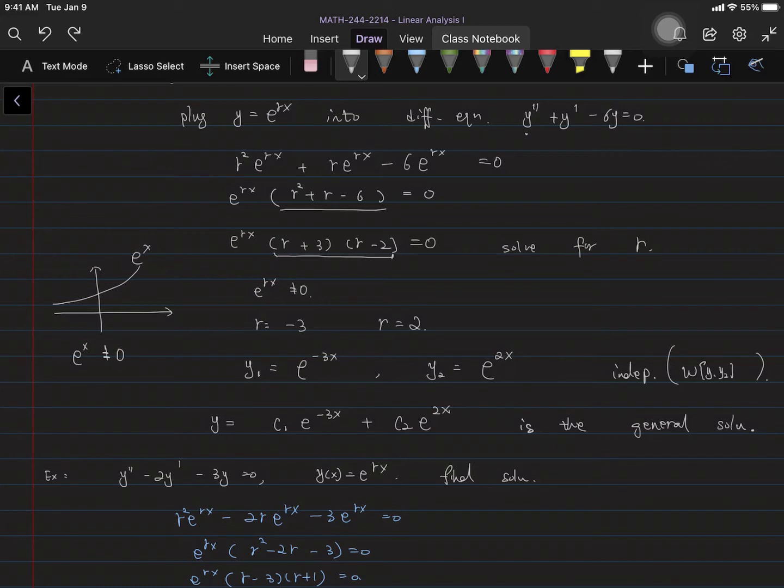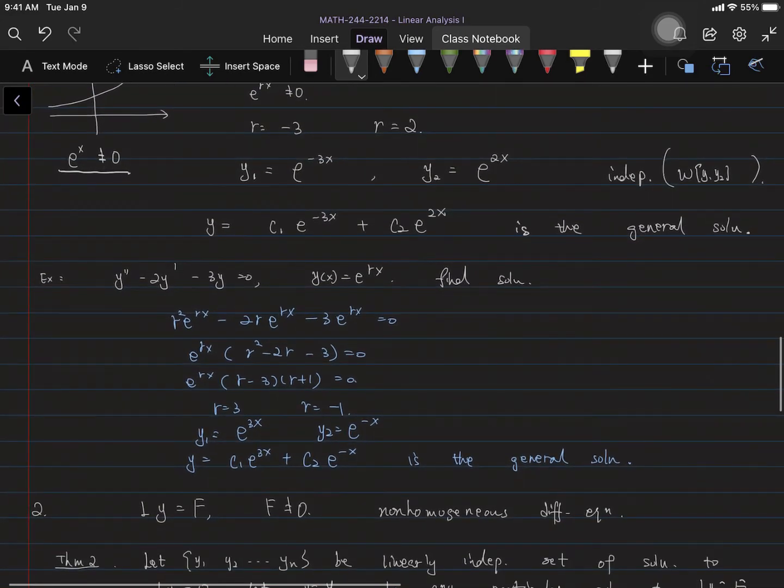And we noticed e to the rx is an exponential function. If we look at the graph, e to the rx never equals 0, right? The range is always greater than 0, so it's never equal to 0. So in order to have this equation, we just have the other factor equal 0. That means r equals -3, r equals 2. Then we get two solutions, e to the -3x, e to the 2x, right?